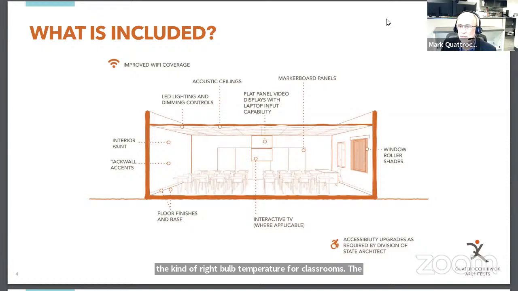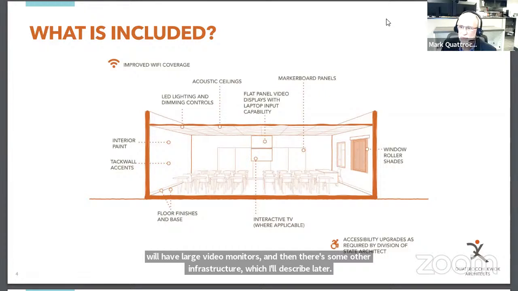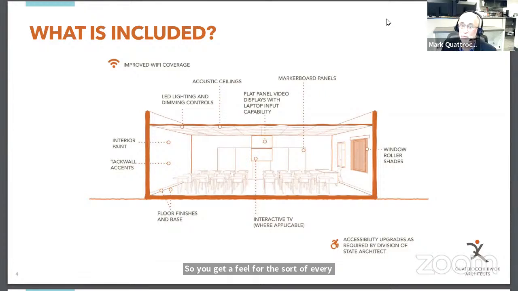We're also removing these long horizontal marker boards and using what we're seeing more and more in schools, these marker walls that go from floor to 7 feet, and you're seeing it diagrammatically in the front of that classroom there. We're also enhancing the technology. Every classroom will have large video monitors, and then there's some other infrastructure, which I'll describe later. So you get a feel for it: every surface the classroom has will be altered.